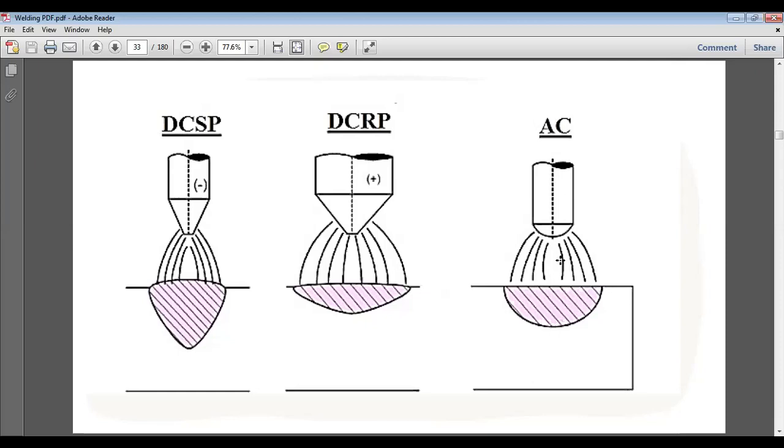So now I am coming to the next part. I hope it's clear: direct polarity, reverse polarity, and alternating currents. There is no fixed polarity in alternating current, because it is a sinusoidal cycle and every moment the direction of the electron flow is changing. So this way, alternating currents have no fixed polarity.